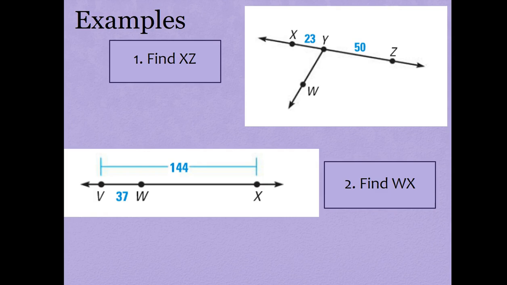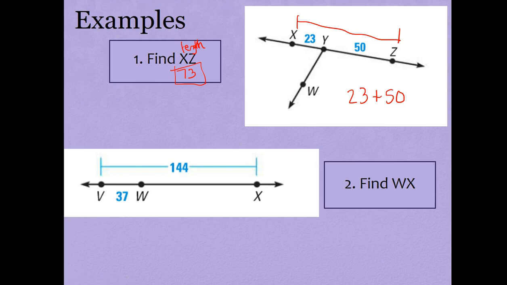So find the length. Remember, if it doesn't have the segment, that means find the length of XZ. So X to Z. Well, we have 2 parts. We have the 23 part from X to Y, and the 50 part from Y to Z. My segment addition postulate says I just need to add those together, and I will get the length of the whole thing. So I have 73 is my length from X to Z.